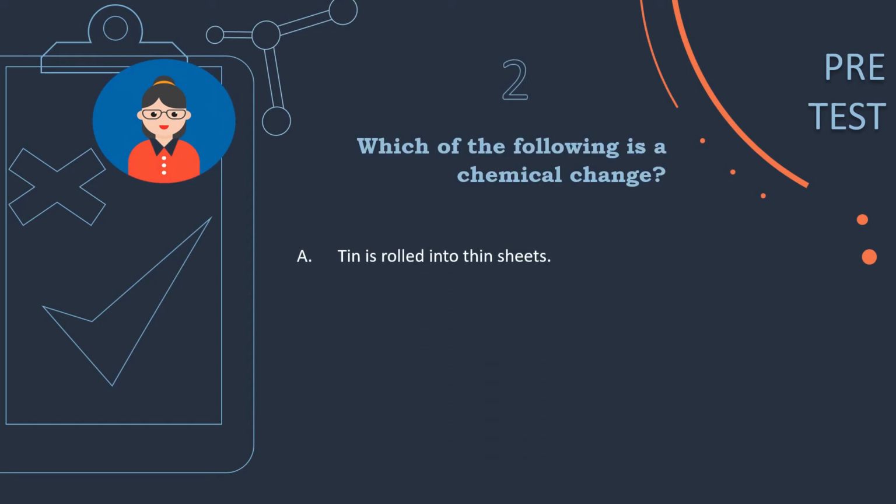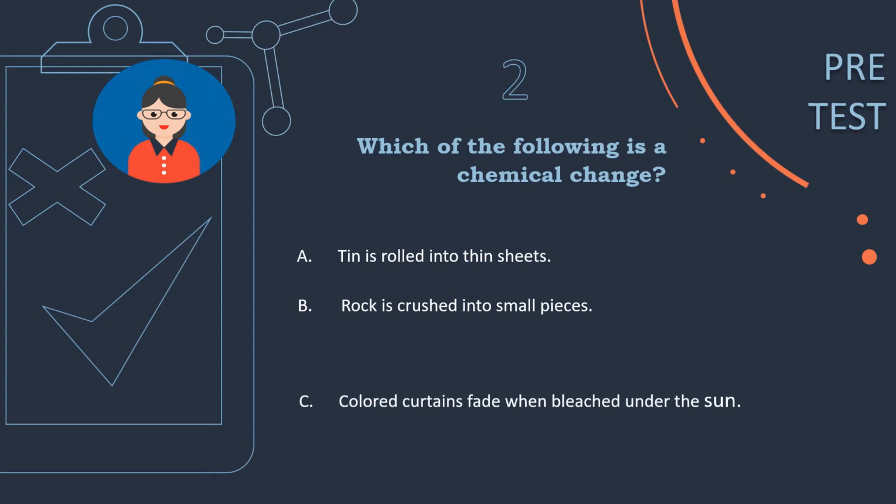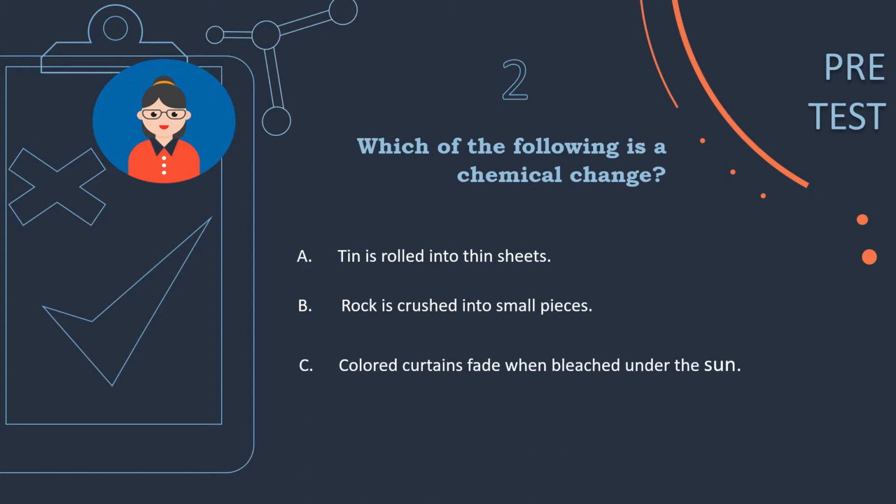Number 2. Which of the following is a chemical change? A. Tin is rolled into tin sheets. B. Rock is crushed into small pieces. C. Colored curtains fade when bleached under the sun. And letter D. Gasoline evaporates when left in an open container.